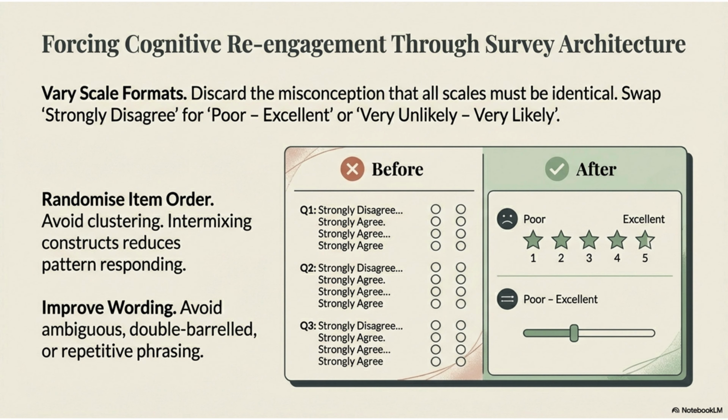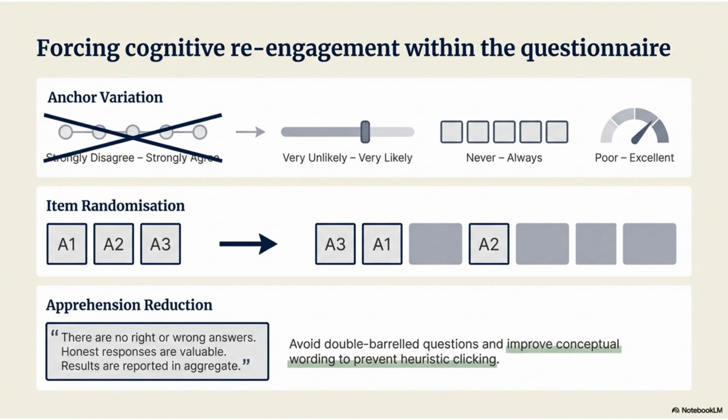When you use identical Likert anchors repeatedly, it encourages heuristic responding. So instead of strongly disagree and strongly agree for all the constructs, you can use variations such as very unlikely, very likely, never, always, or not at all true, completely true, poor and excellent. These types of variations can also be tried. Changing anchors forces cognitive rearrangement, contrary to the common misconception that all scales must be identical. Methodological diversity can reduce systematic bias, and uniformity normally aids the analysis but does not necessarily enhance validity.